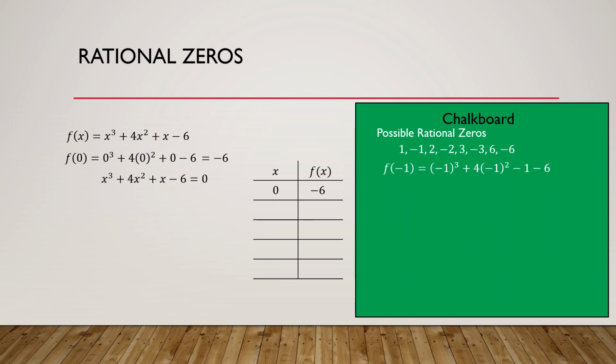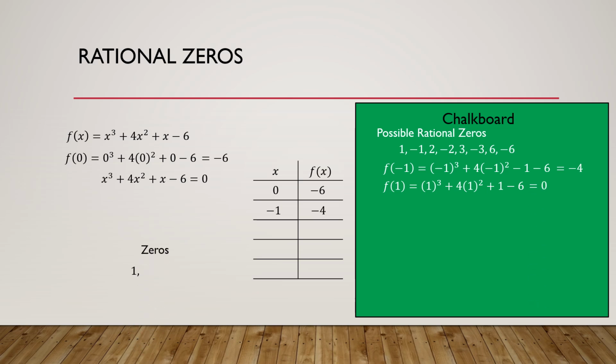F of negative 1 equals negative 1 cubed plus 4 times negative 1 squared minus 1 minus 6, which equals negative 4. Negative 1 is therefore not a zero of the function, but it may be useful as a test point later on. Next, let's try f of 1, which is 1 cubed plus 4 times 1 squared plus 1 minus 6, which equals 0.